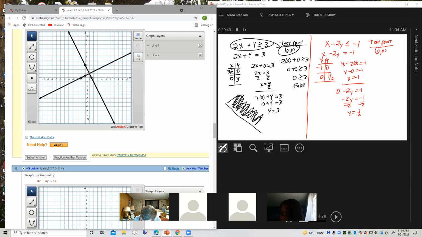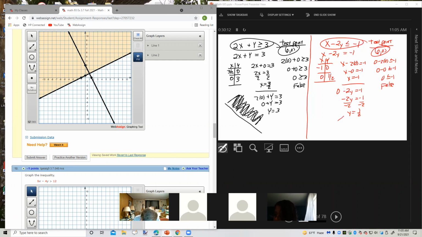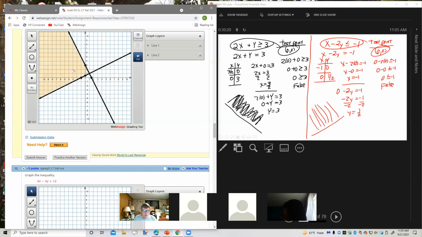We're going to use 0, 0 again. That's going to go into that inequality. 0 minus 2 times 0 less than or equal to -1. 0 minus 0, 0 less than or equal to -1. That's false. So for the second line, which is this one, 0, 0 is not a solution. So I would shade it over there. Okay. So it's going to look like that. All right. So let's get rid of all the fill.